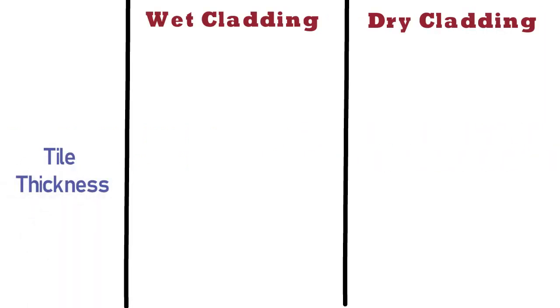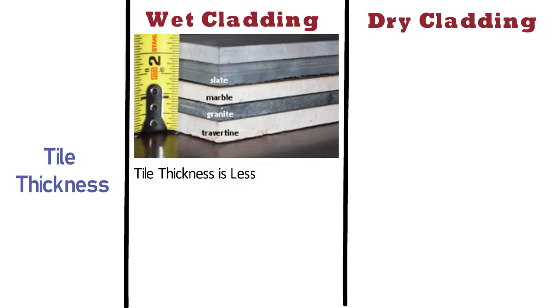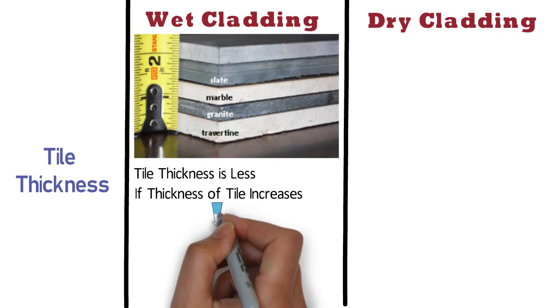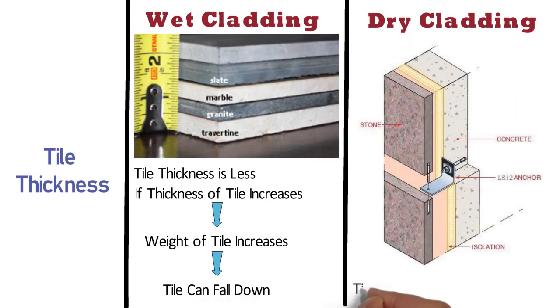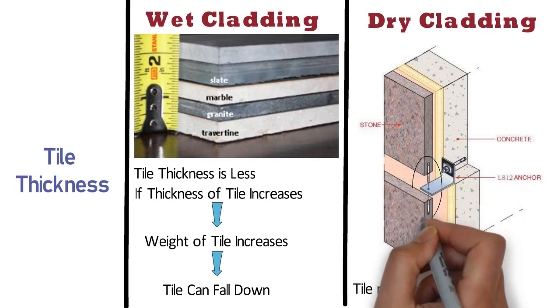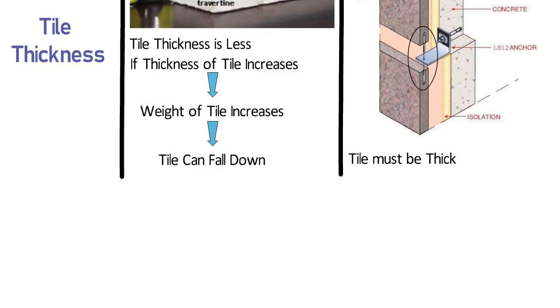Tile thickness. In case of wet cladding, the tile thickness is less as compared to dry cladding. The reason is, if we increase the thickness of tile, the weight of the tile also increases, and due to this, the tile or stone can fall down. On the other hand, the stone required for dry cladding must be thick, because this method requires holes to be drilled and mechanical ties or anchors to be used, which could increase the occurrence of cracks.